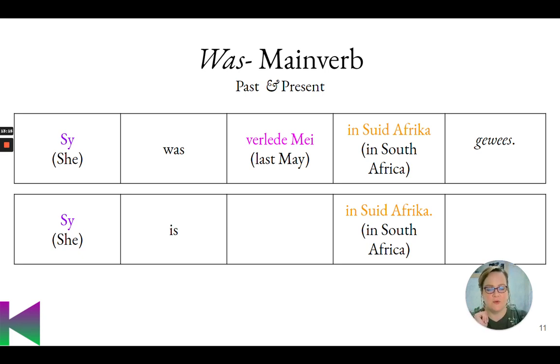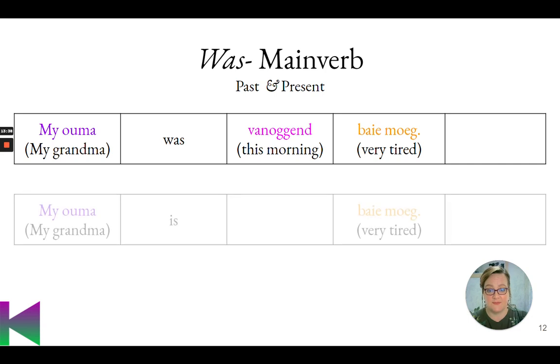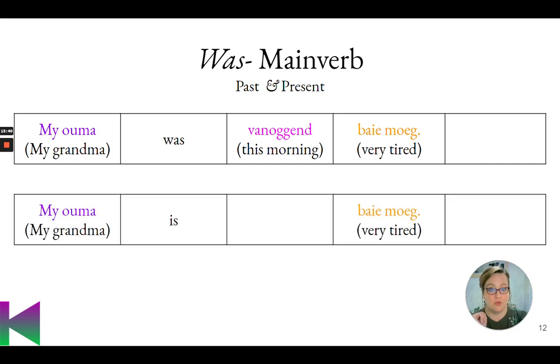Let's look at one more example. My ouma was vanoggend baie moeg. Now gewees. Okay, you can have the gewees, but you don't need the gewees. It's fine. My ouma was vanoggend baie moeg. She was very tired this morning. What is this in present tense? Very easy. Just change that was to an is. My ouma is baie moeg.